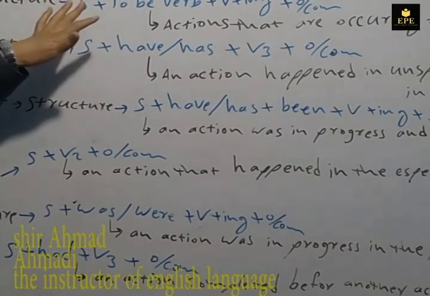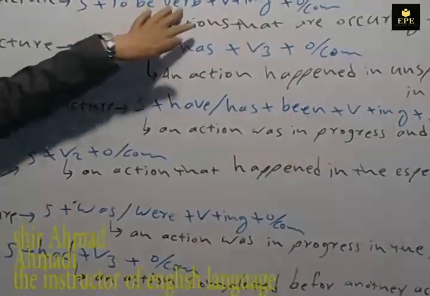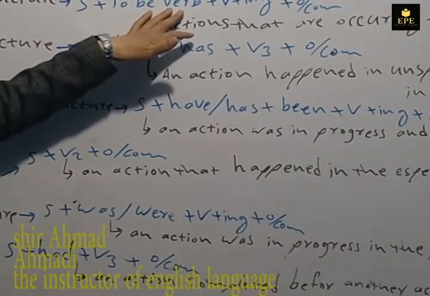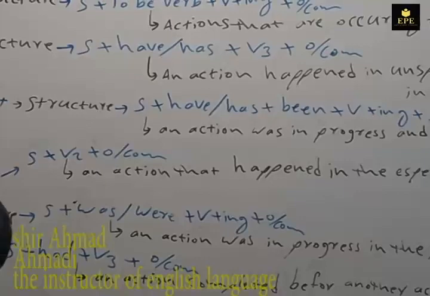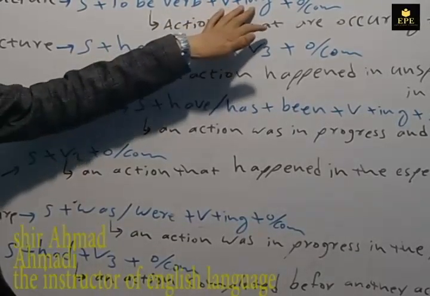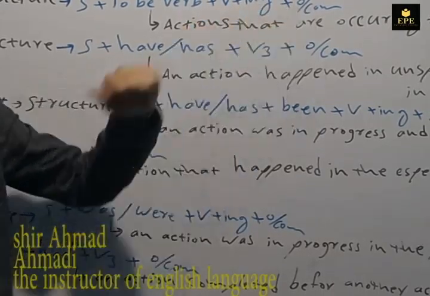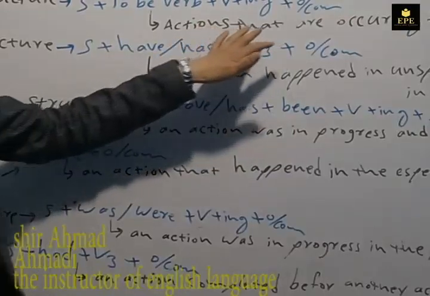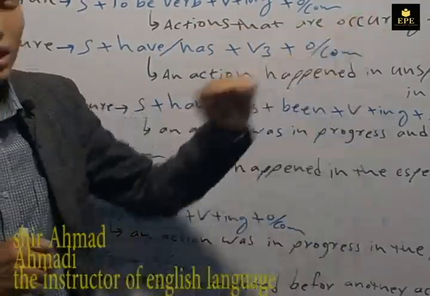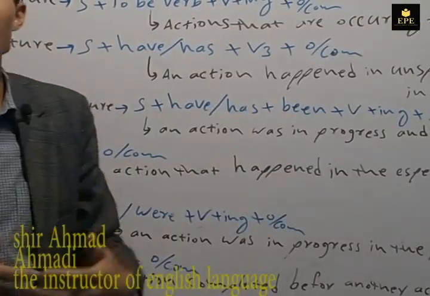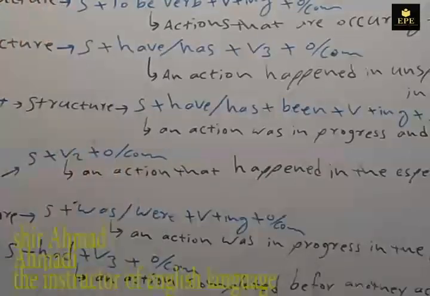Its structure is subject plus to be verb. As you know, the to be verbs are am, is, are, and also was, were. Here, we just use am, is, and are. After that, we use the verb with ing. After that, object or complement. A short definition is an action that is occurring right now. An activity or action that is occurring or happening right now is present continuous tense.